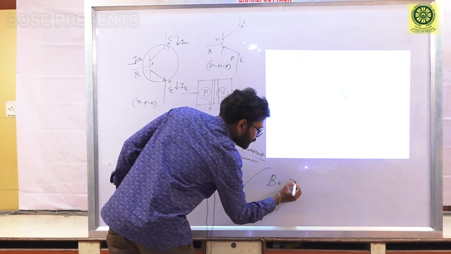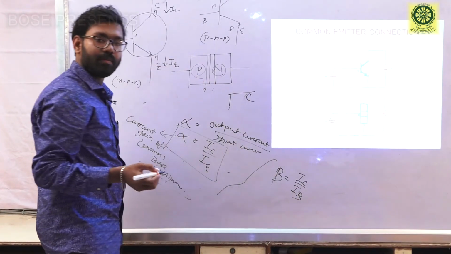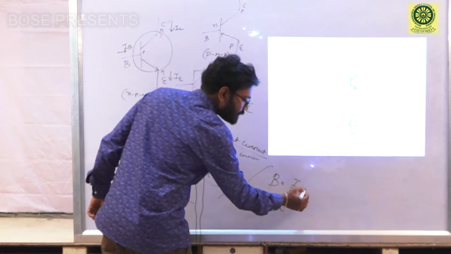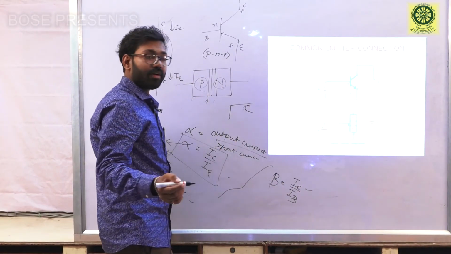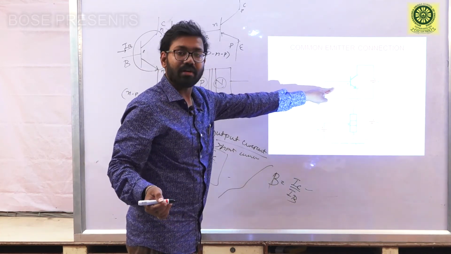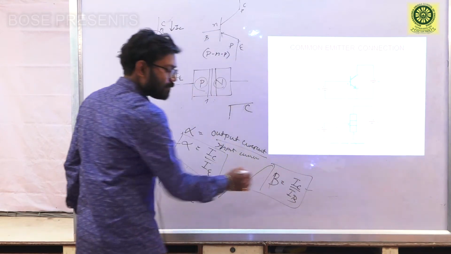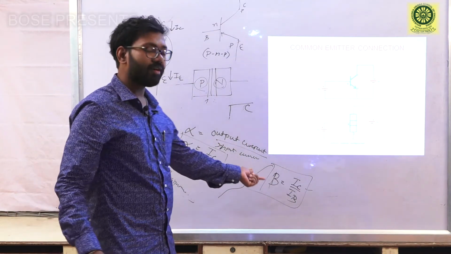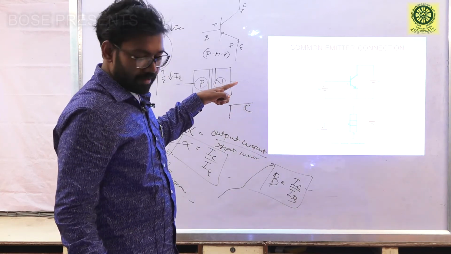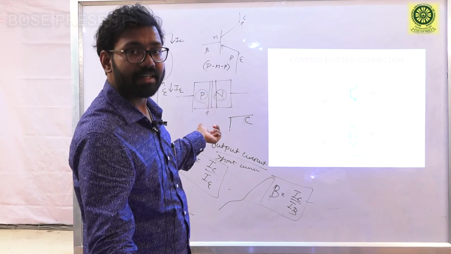So beta is equal to IC by IB. IC is the output current for common emitter configuration and IB is the input current. So beta is equal to IC by IB. Beta is the current gain for common emitter configuration. That is the case of common emitter configuration and its current gain.